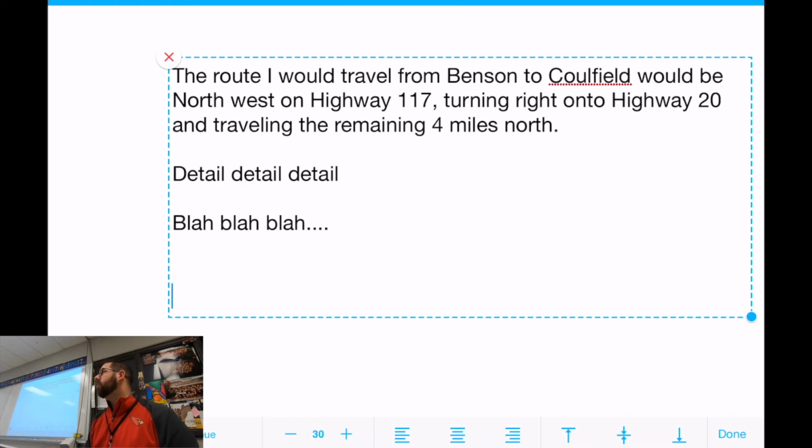Leaving Benson, going northwest, traveling 9 miles to Dover, turning right on Highway 18. Or Highway 20? Do you see all the little details? So, detail. Blah, blah, blah. All right. And don't put that. Okay, you get the idea. Write enough sentences that it makes sense to you. I do want you to actually write yours to get some practice with this.